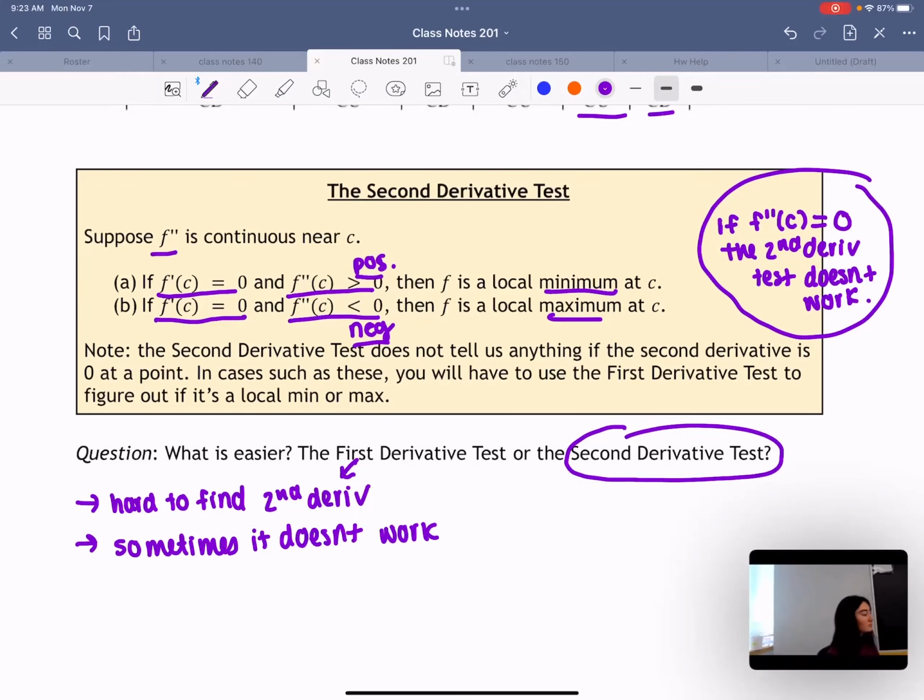I know this was a little bit abstract. I think it might make a little bit more sense if I go through an example of using the test. I think it'll make us understand what it is a little bit better.